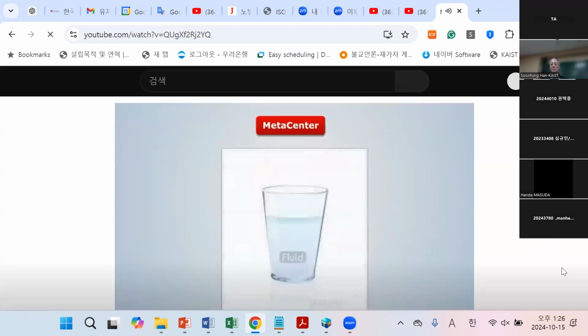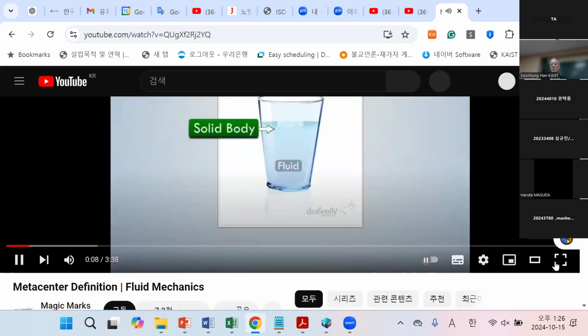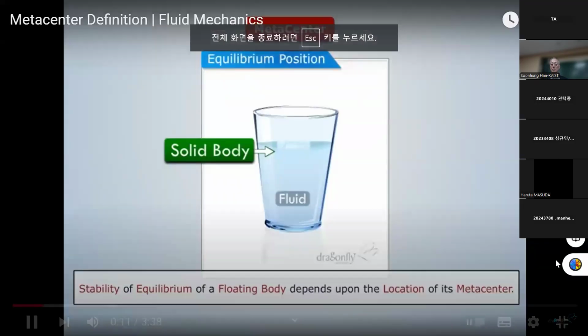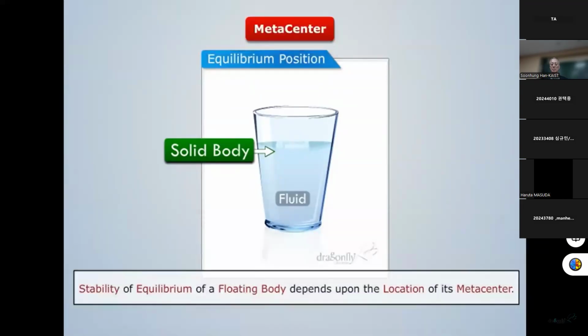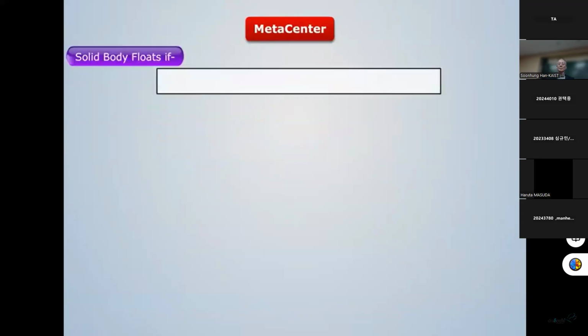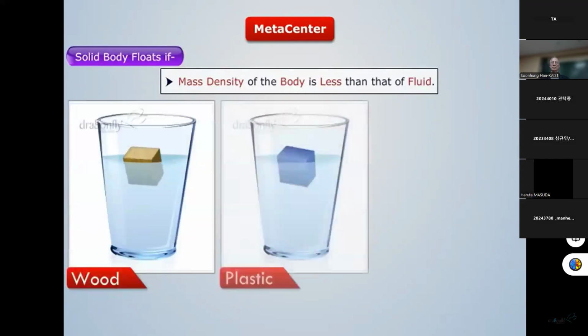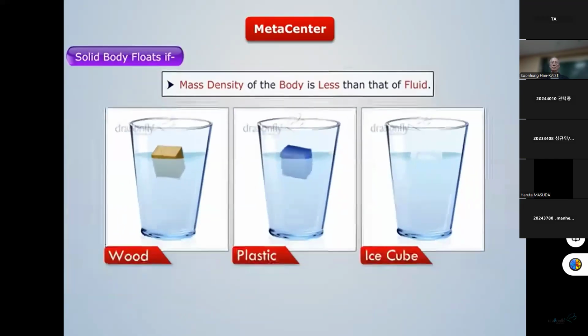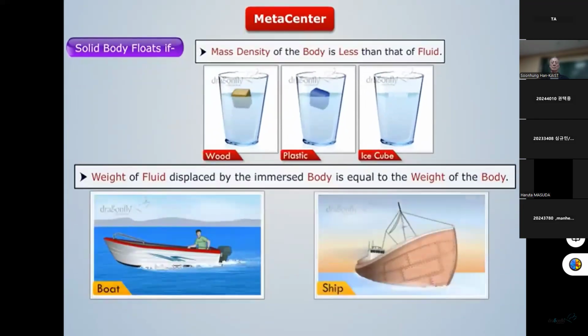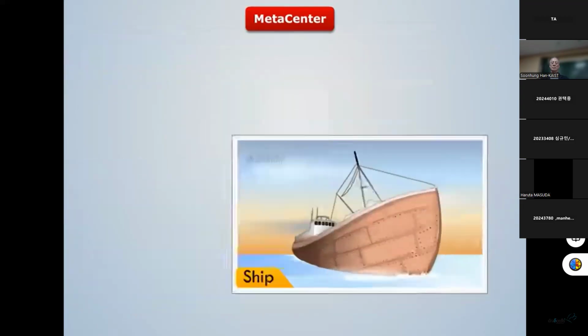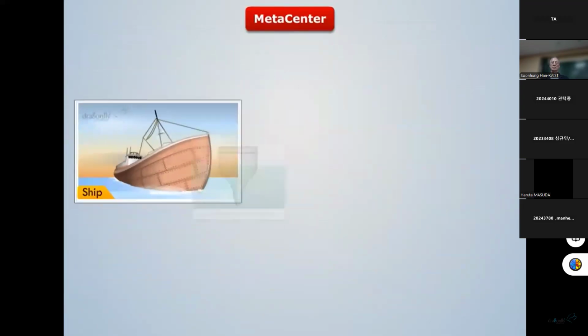Metacenter. When a solid body floating in a fluid is tilted from its equilibrium position, then the stability of its equilibrium depends upon the location of its metacenter. To understand this, let us recall that a solid body floats in a fluid if the mass density of a body is less than that of fluid, as in case of wood, plastic, ice cube, etc., and if the weight of fluid displaced by the immersed body is equal to the weight of the body, as in case of boat, ship, etc. When a body, say a ship, floats in water, it is acted upon by two forces.